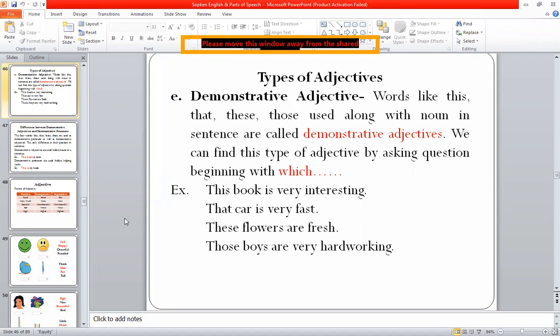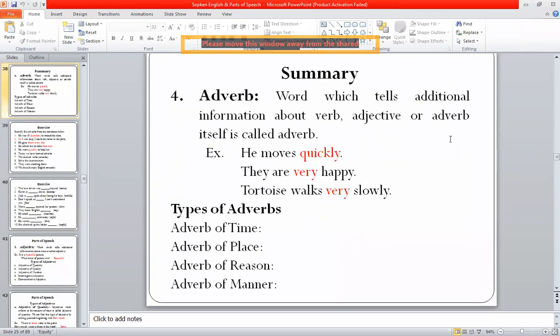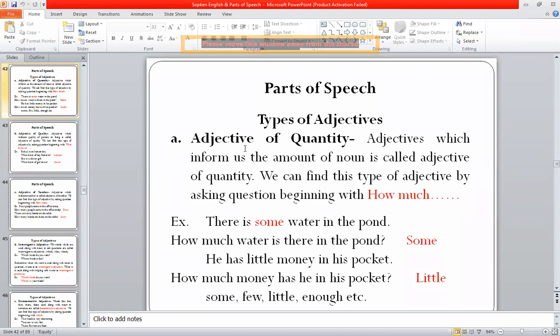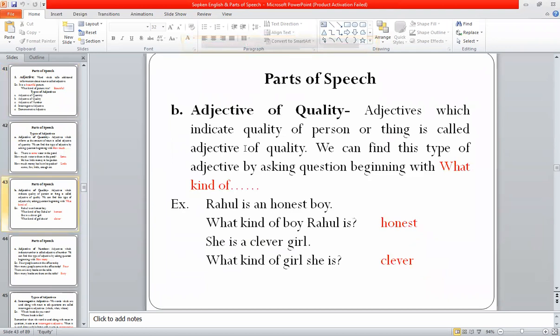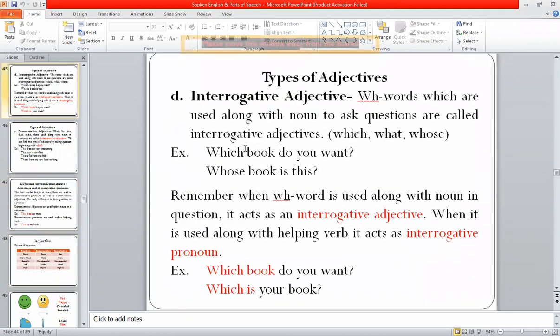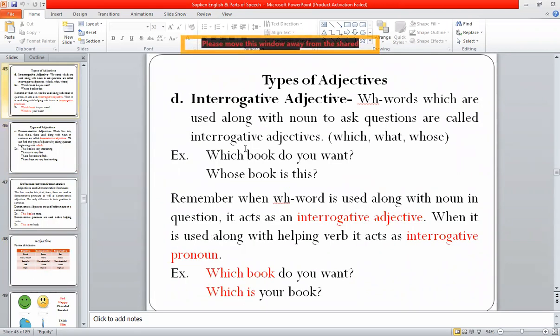Today we have discussed adjectives. There are 4 types of adjectives: adjective of quantity, adjective of quality, adjective of number, and interrogative adjective. Interrogative adjectives generally start with the WH words.